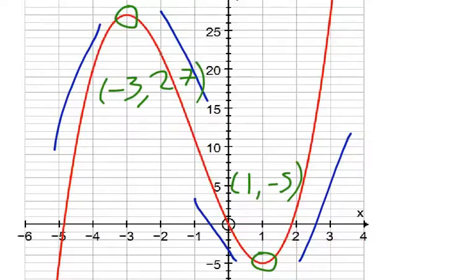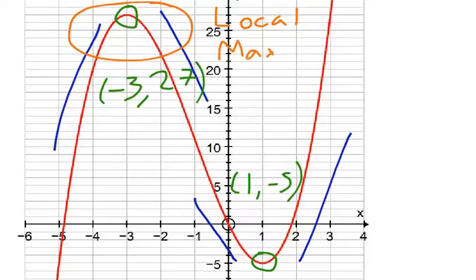Now these two are both turning points, but they are different because one of them is when it changes from up to down and one is from down to up, and we have different names for these. The one that goes from going upwards to downwards, this one up here, is known as a local maximum, and the one at the bottom is known as a local minimum.